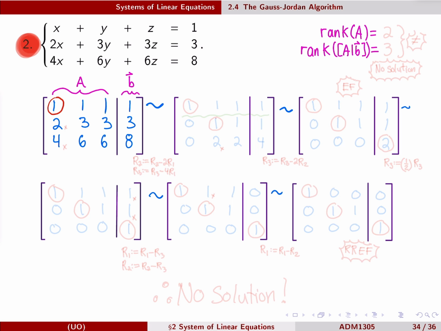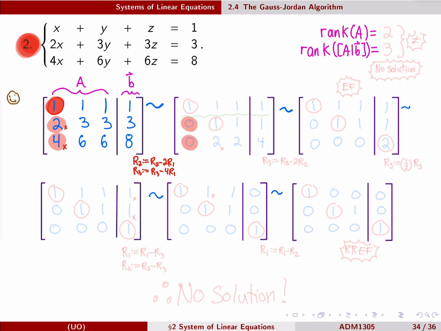We have leading coefficients all in the first column. We need to do some elimination. So here I have already a 1 in the first row. That's perfect. That makes my life easier. So I'm going to eliminate the 2 and the 4 under it by using 2 eliminations. So my first elimination is row 2 becomes row 2 minus 2 times row 1. That will clear that 2. And row 3 will become row 3 minus 4 times row 1.